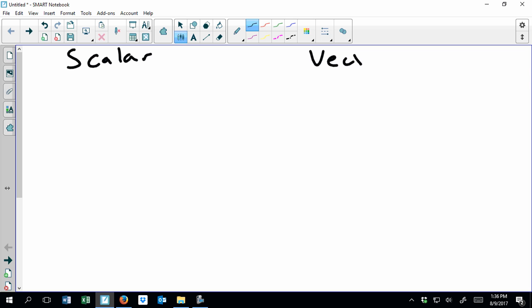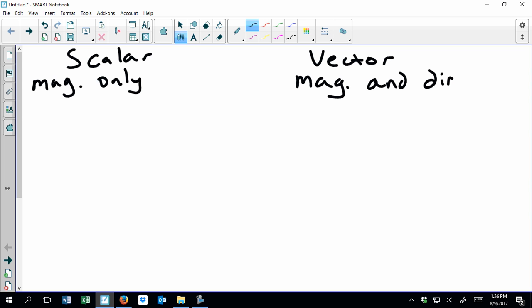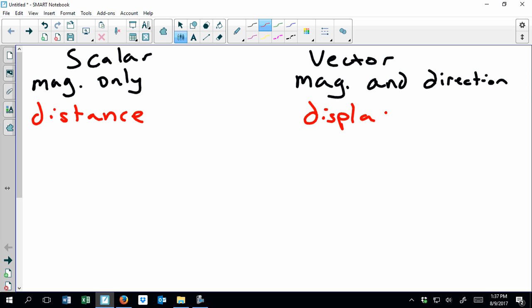So we've got scalars and vectors. Remember that a scalar only requires a magnitude, so mag only, and a vector requires a magnitude and a direction. We have to say where these vectors are going. Are they going north or south, up or down, left or right, wherever? And a lot of the scalars have parallels that are vectors. So for instance, we've got distance as a scalar, and we've got displacement as a vector.